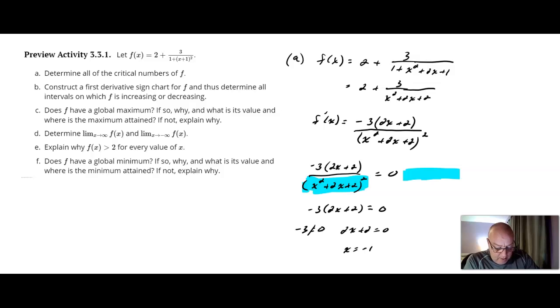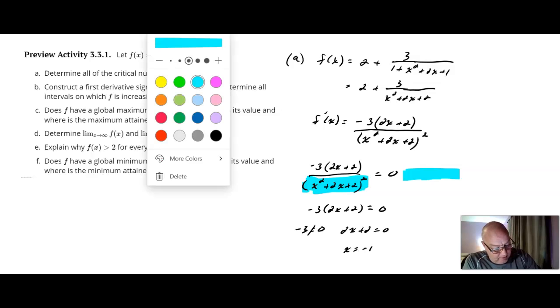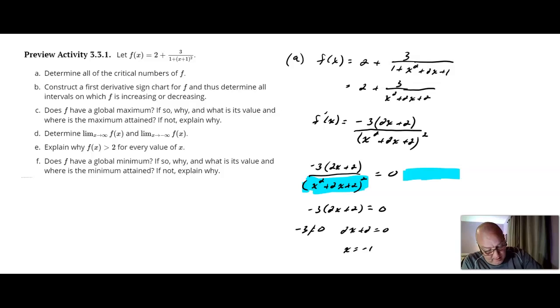To find the second critical number, I have to figure out where this function is undefined. So I'm going to take this denominator and set that equal to 0, because wherever that's equal to 0 is where the function is undefined. Now, to do that, I think I'm going to use my calculator. Well, let me show you why.